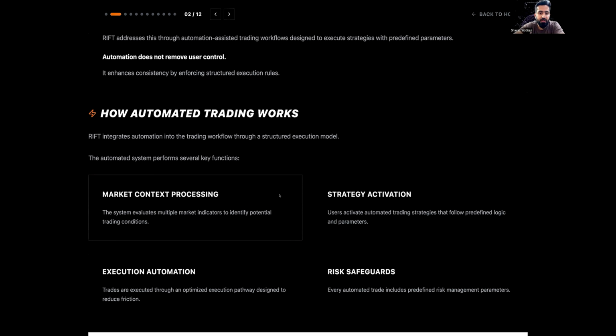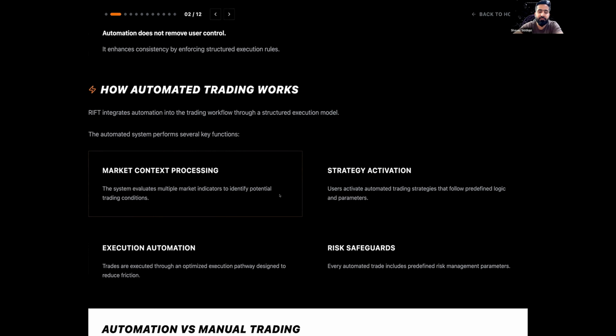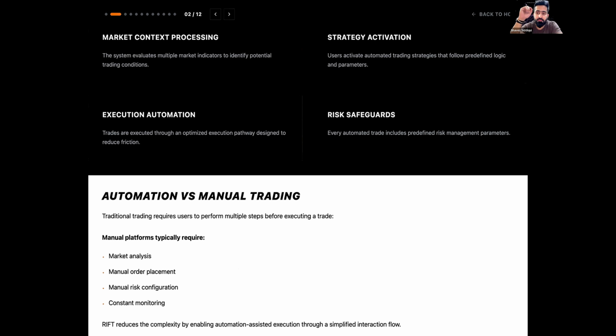So, how does automated trading work? It works with market context processing, the analysis which we were talking about in automated institutional trading or structured executed trading. Then there is strategy activation and execution automation. Post that, there are risk safeguards and an exit mechanism for the trades that are executed on your behalf by the automated trading engine.